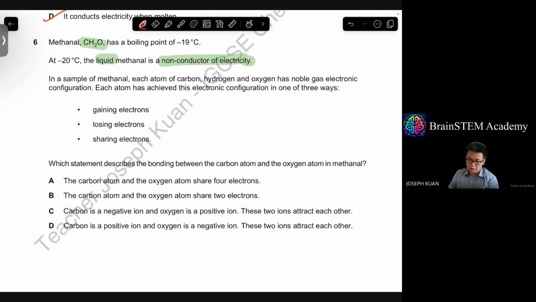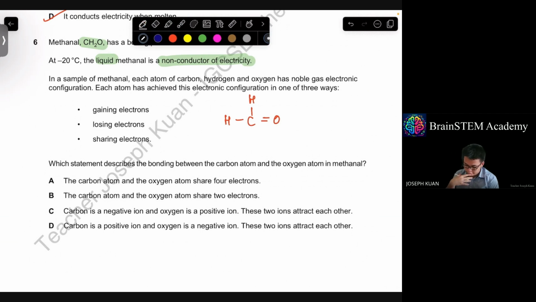Given that it's composed of non-metal atoms, and it's a non-conductor of electricity in the liquid state, it is most likely a covalent molecule. So we just have to obey the covalent rules of drawing, in which each carbon forms 4 lines, hydrogen forms 1 line, and oxygen forms 2 lines. So that should be the structure of methanol. You see that the carbon atom and the oxygen atom share 2 electrons. So A is the answer.